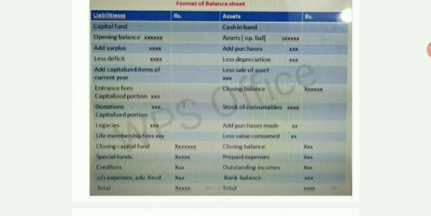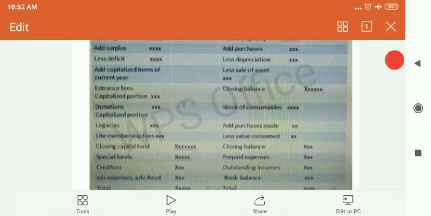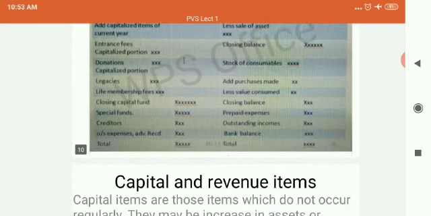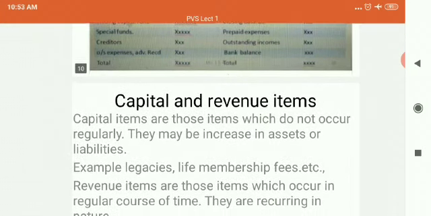Next, stock of consumables. Take it in the inner column. Add the purchases made during the year, less the value used or consumed during the year. The resultant figure, take it in the outer column, that is the closing balance of stock of consumables. Next, take the prepaid expenses. Take the outstanding incomes to the asset side, and the balance sheet must agree, that is, it must tally.